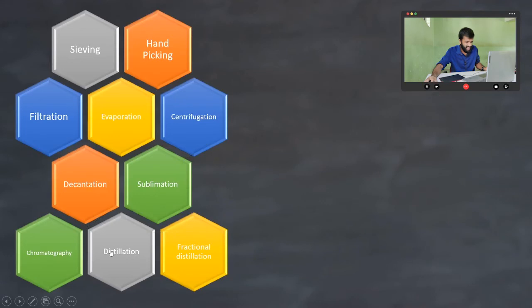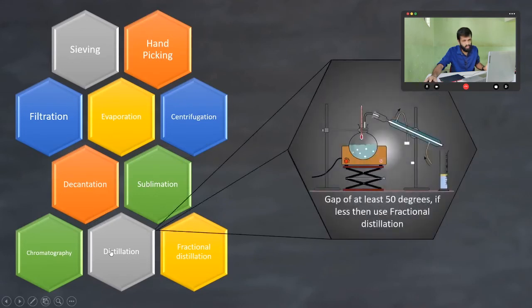Next is distillation. I'm sure you know what distillation is. When you have certain chemicals, especially alcohol separation, then fuel, all the petroleum products are either done by distillation or fractional distillation.